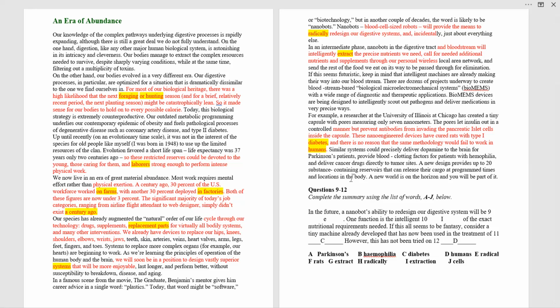The next passage is about Antarctic penguins. So I have to increase the font size of the question, they're very tiny. Fair enough.